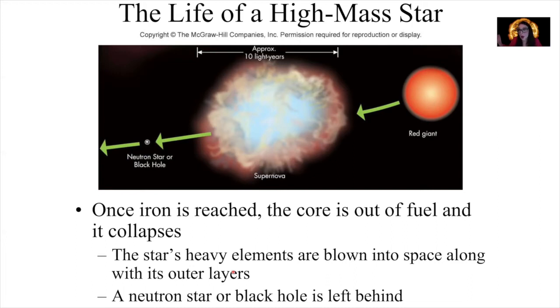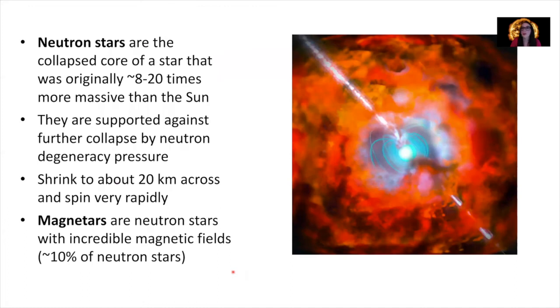Stars that are about 40 times the sun's mass and larger are able to create black holes when they reach the end of their lifetimes. But stars of about 8 to 10 times the sun's mass to about 40 times the sun's mass are going to create neutron stars instead whenever they reach the end of their lifetime. So neutron stars are the collapsed core of one of these massive stars. These stars were originally 8 to 20 times more massive than our sun.